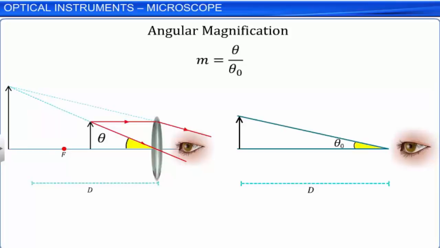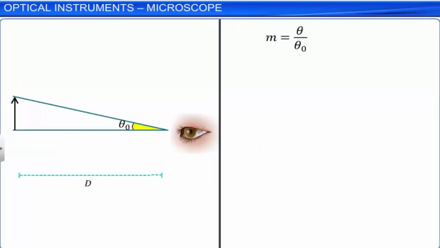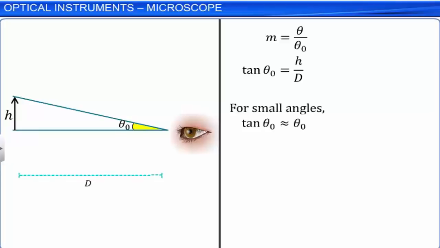Now, let us find some useful expressions for the magnification of a simple microscope. If the height of the object is h, then tan theta naught is equal to h by D. But for small angles, tan theta naught is approximately equal to theta naught. Hence, we can write that theta naught is equal to h by D. Let this be equation 1.